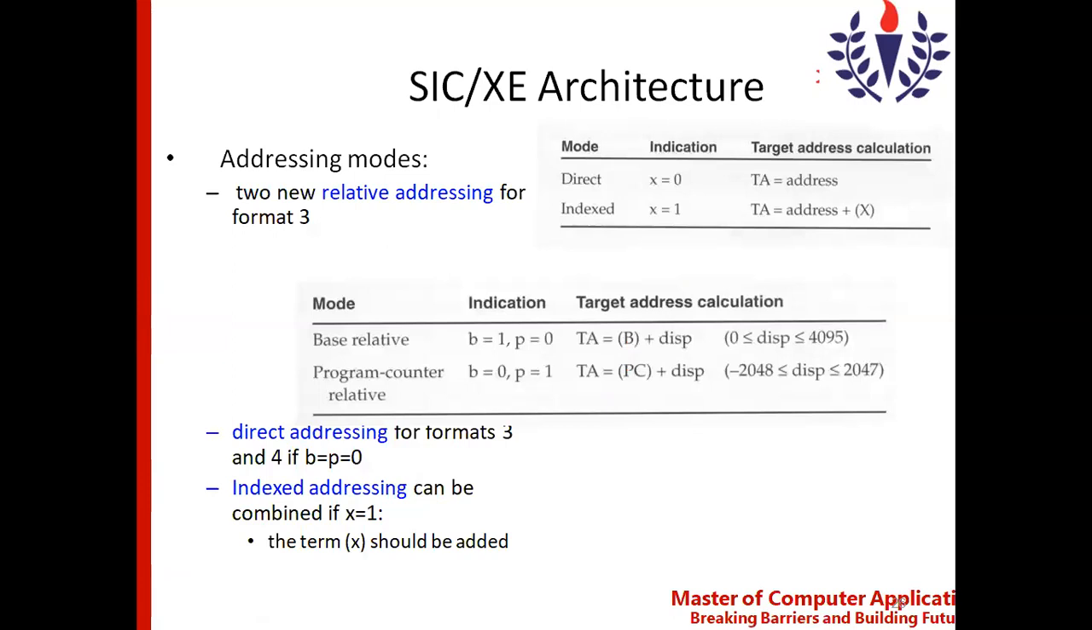Coming to the next feature, that is addressing mode. As usual, the X bit decides between two different types of addressing mode: one is direct addressing mode, and the other one is indexed addressing mode. If X equal to 0, it represents direct. If X equal to 1, it represents indexed.